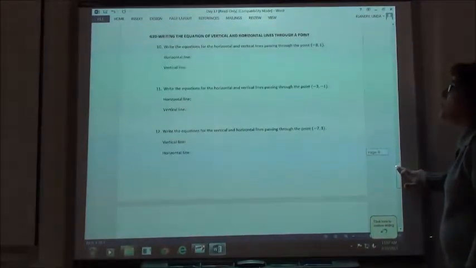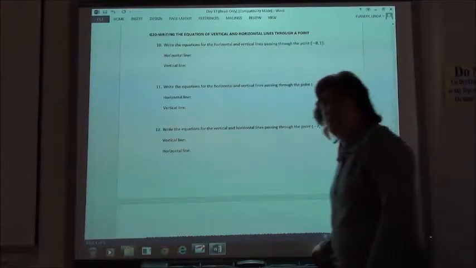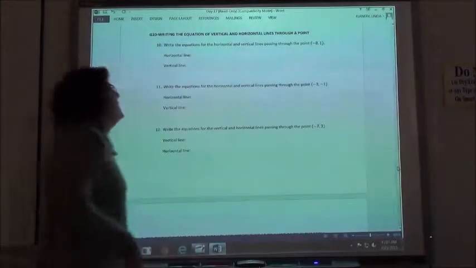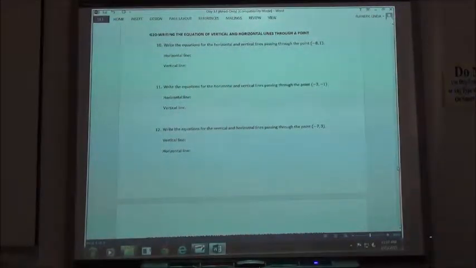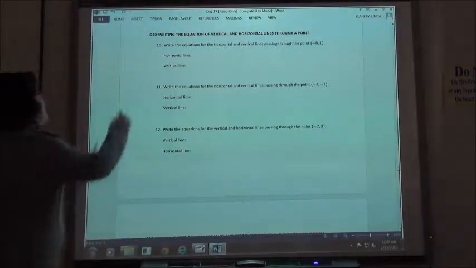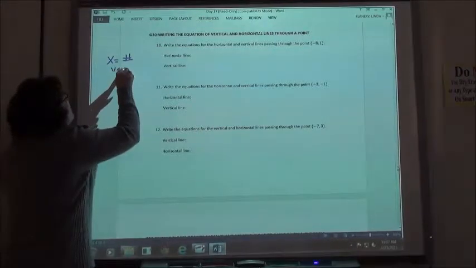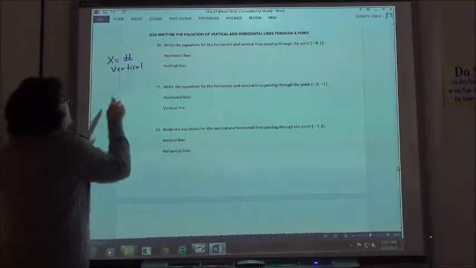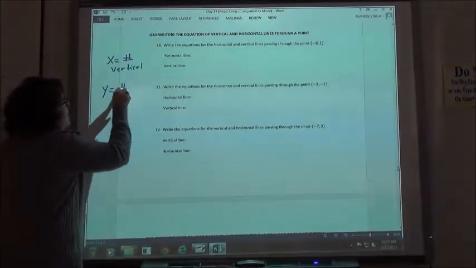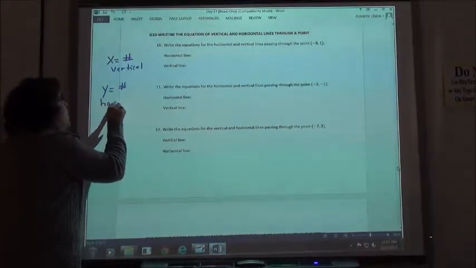10, 11, and 12. These ones are pretty easy to do once you know what to do. However, they're also easy to forget. What you need to do is the vertical and the horizontal lines were those special cases we had. If I had x equals some number, I knew that my line went vertical. If I had y equals some number, I knew my line had to go horizontal.